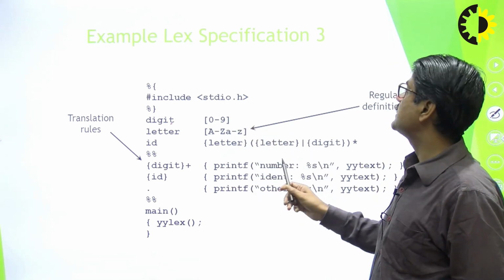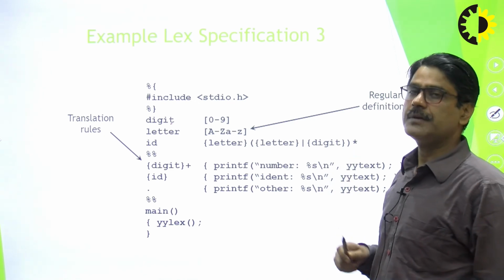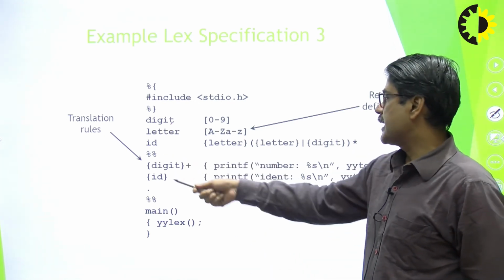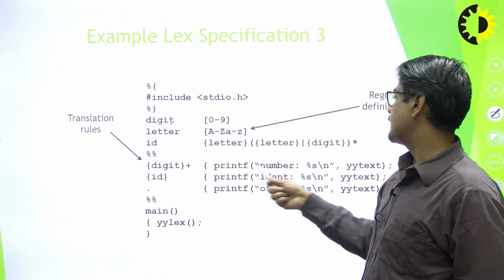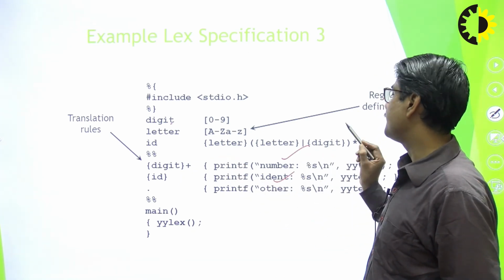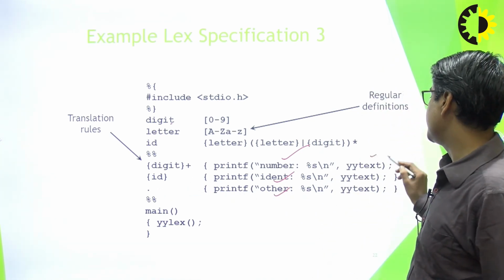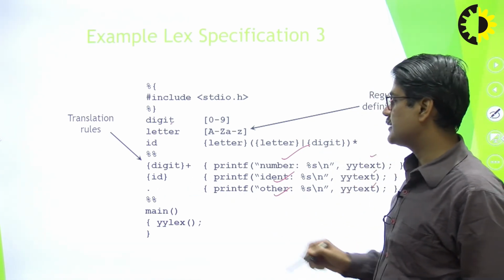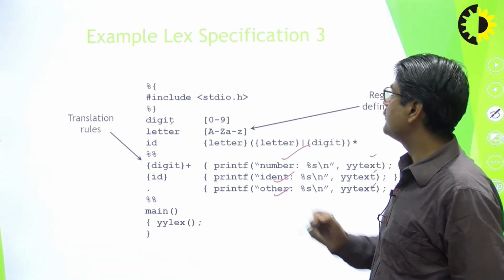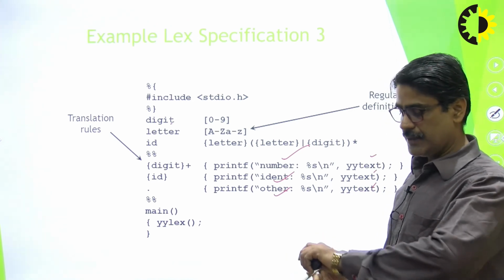You have seen this. This is basically a program for generating this identifier. Then the translation rules are: if digit plus is there, printf number. If ID is there, identifier. If nothing matches, you have to print other. So this is printed by yytext. This is used for that. Then yylex is the basic program. So these are the Lex specification which is used for generating the lexical analyzer.